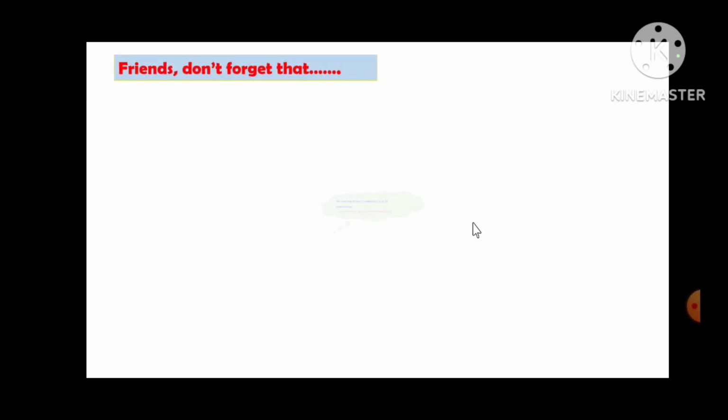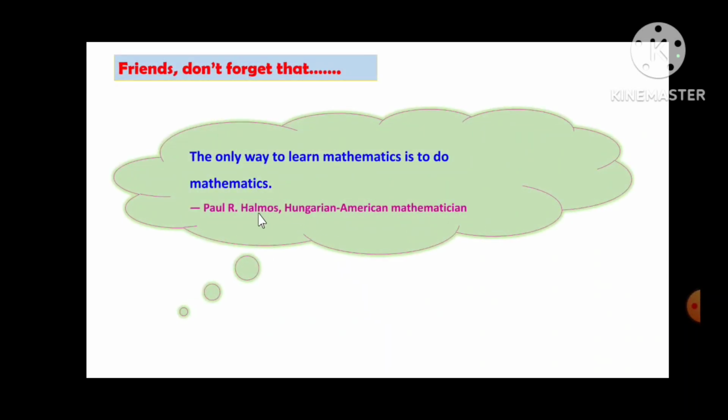Friends, you should not forget the famous words by Paul R. Halmos, a Hungarian-American mathematician. He said that the only way to learn mathematics is to do mathematics. So practice more and more mathematics and create and develop the interest in mathematics. With these words, I would like to say thank you.